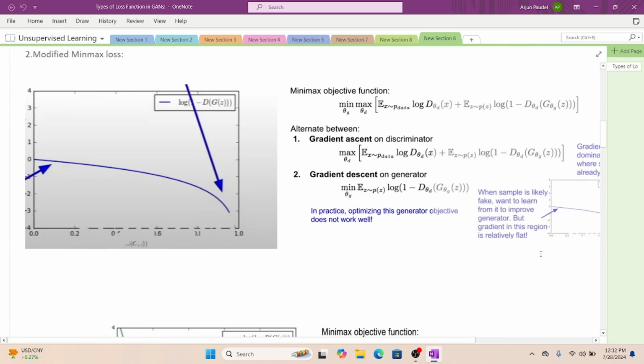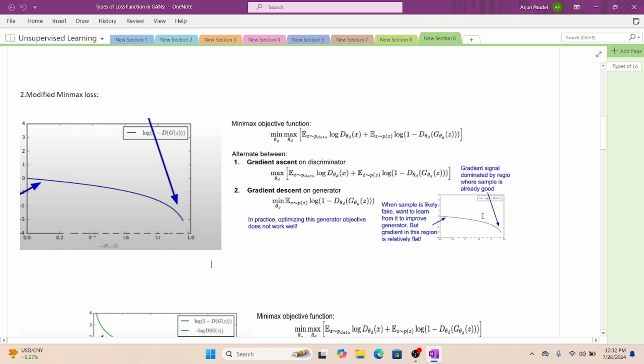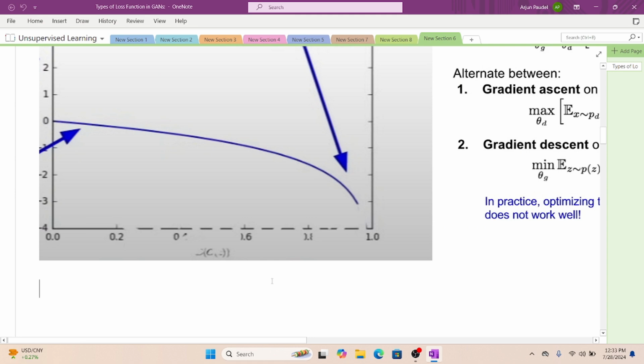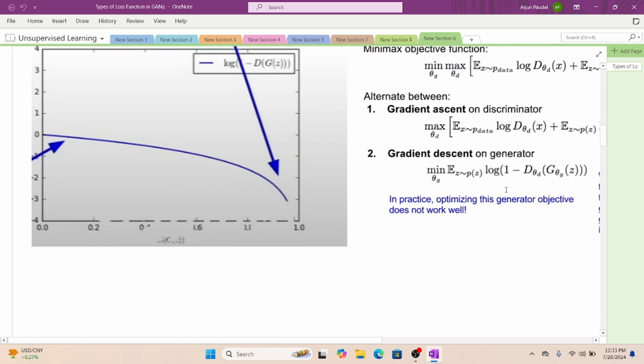And when our generator is doing a pretty good job and fooling the discriminator, with the discriminator giving label as one, the gradient signal is dominant here, as you can see. This is not flat, this is a pretty dominant signal that we can get from here. And there are some flat signals too, so our optimization will not work well if we apply this loss function.